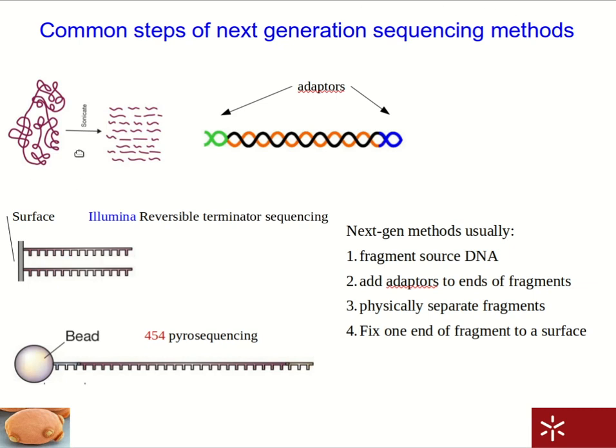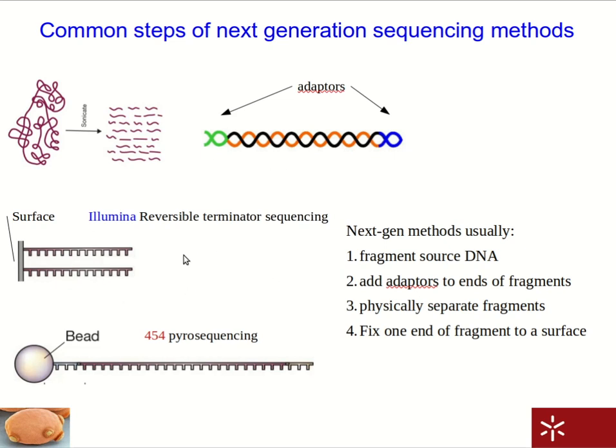The first step is usually that we fragment the DNA using some physical method, and then adapters are linked to each end of the DNA fragments. These adapters are in principle the same kind of adapters that we saw in chapter 4, but the purpose here is different. Then we usually attach these fragments to a solid surface.